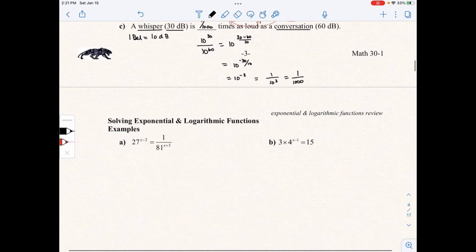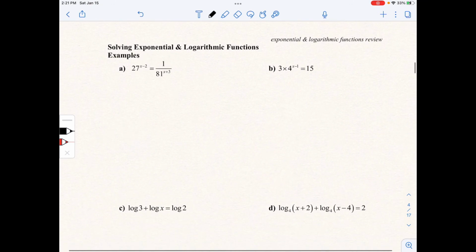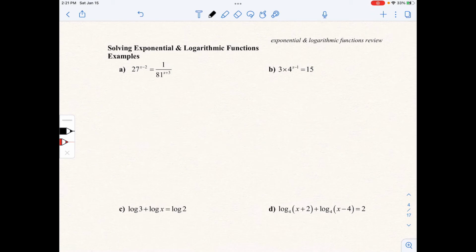All right. And the next thing we want to look at is some exponential and logarithmic functions. So this very first equation, this is an exponential function. And the first thing I always want to do with an exponential function is try to change to a common base if possible. So this first one, I'm going to rewrite 27 as 3 cubed to the power of x minus 2 over, equals 1 over 3 to the power of 4 to the x plus 1. Or sorry, to the x plus 3.